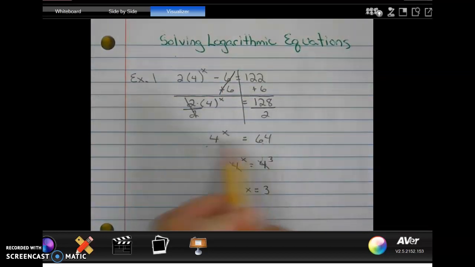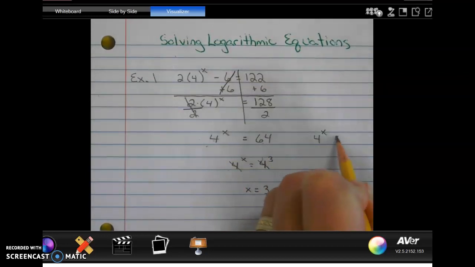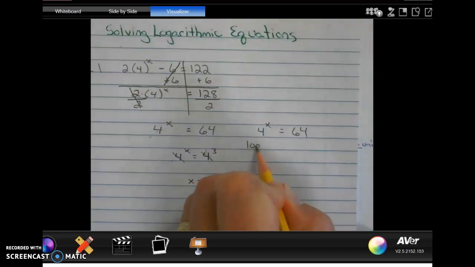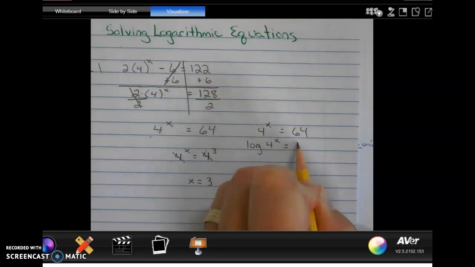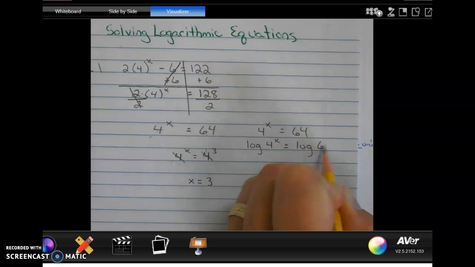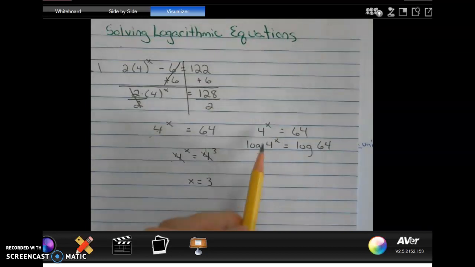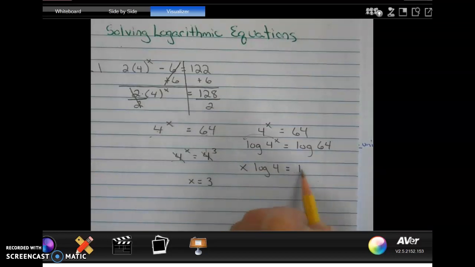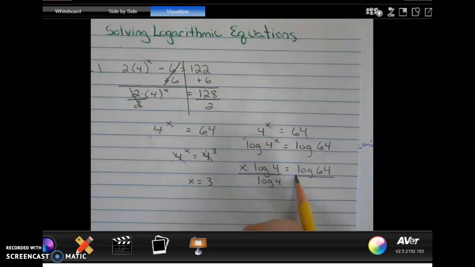And then what you want to do when you get here, if you can't make the bases the same, is let's rewrite the equation, is you want to take the log of both sides. And then using the power property, we're going to move that x down front. Now notice both of these logs are in base 10. And since we're multiplying x times log 4, we're just going to divide by log 4 on both sides.